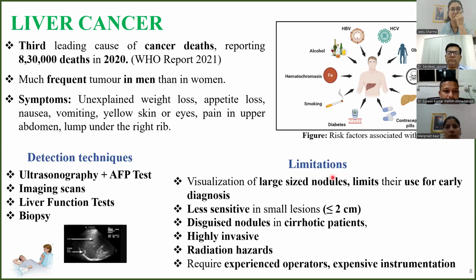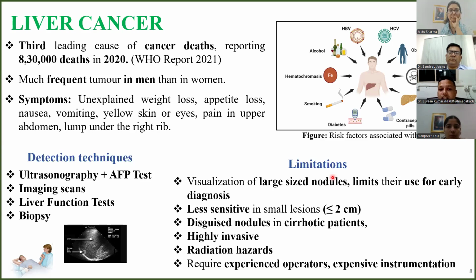Symptoms are things like weight loss, appetite loss, and nausea. Several detection techniques are available: ultrasonography, AFP test, imaging, scanning, liver function test, and the gold standard technique, that is biopsy. But the cost is very high, about 10,000 to 15,000. It is very painful. Actually, the collection of the tissue sample is very painful.